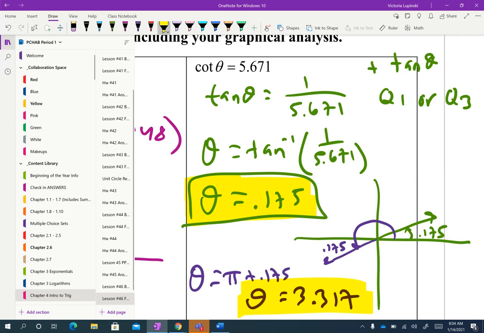And then again, in order to double check that these are correct, you could take the cotangent of each of those values and you should get 5.671. Again, it might be slightly off because of the rounding, but that's just a way for you to ensure whether you're doing it correctly or not. So hopefully that is enough for you to attempt the homework.